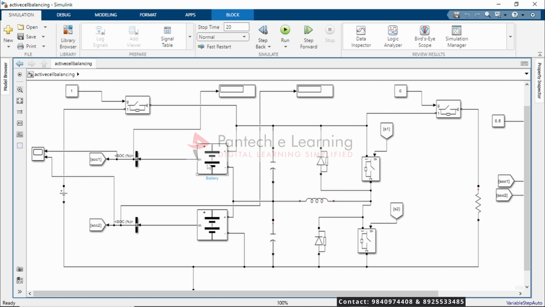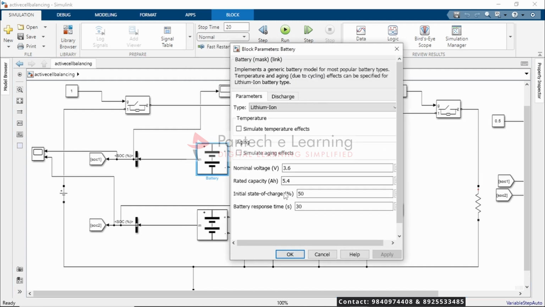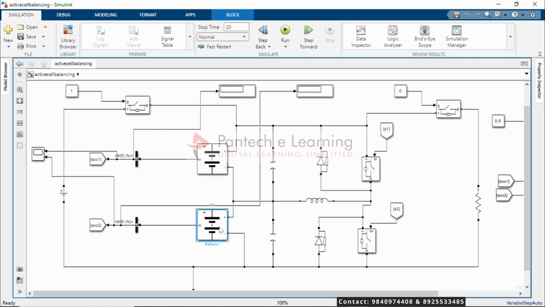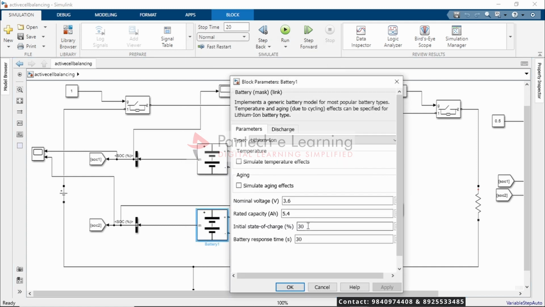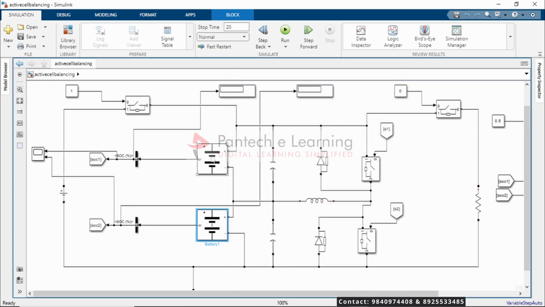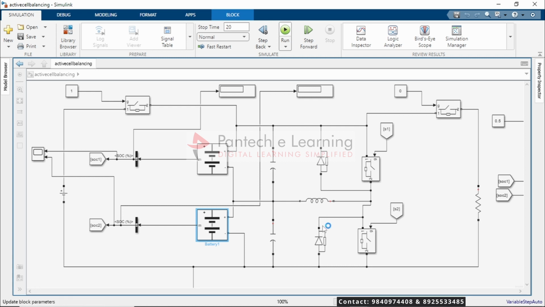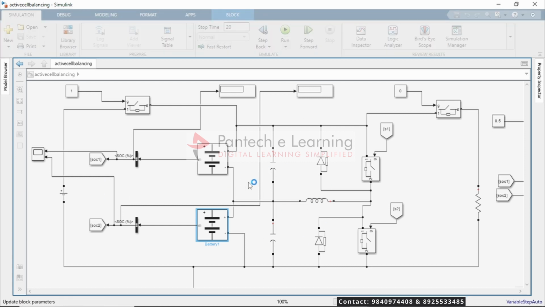Here we have the first cell, this is battery 1. I will take the initial SOC as 50%, that means 50. And battery 2, initial state of charge as 30. So nominal voltage is 3.6 and 3.6. This one is for 50% and this one for 30%. I will take the stop time as 20 seconds. We are going to run this simulation and let's see our simulation results.